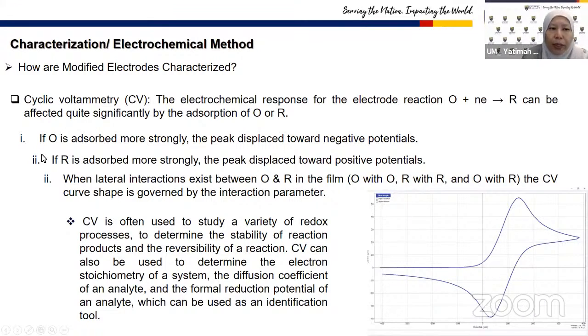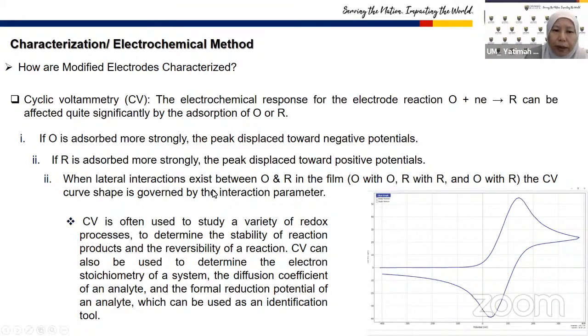To understand more, you can see that if the oxidized species, O, is adsorbed more strongly, the peak displaces toward negative potential. If R is adsorbed more strongly, the peak displaces toward positive potential. Okay, you can actually look into this. Either you can start from positive potential towards negative potential, or you can start from negative to positive. Either way, you can do that. Because when you do a first scan to look into the type of material, you have to have this bigger picture, okay, where you can see the peaks to understand more.